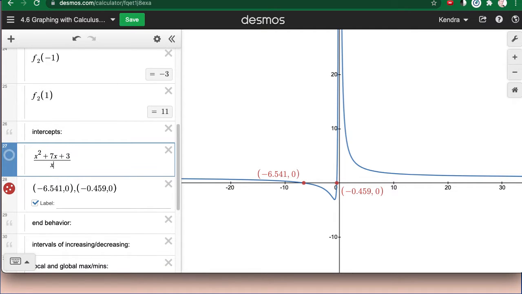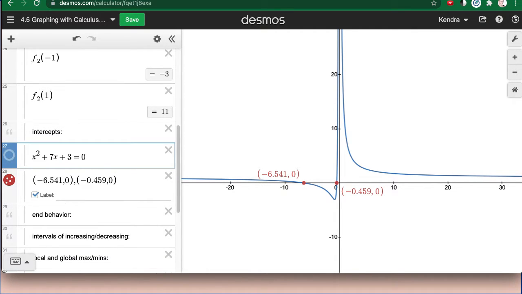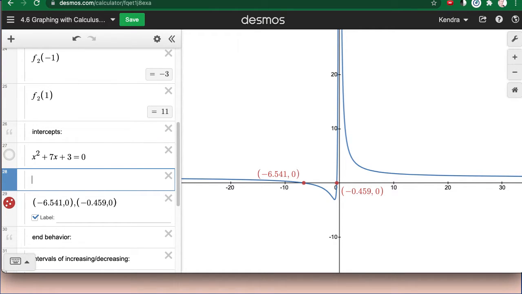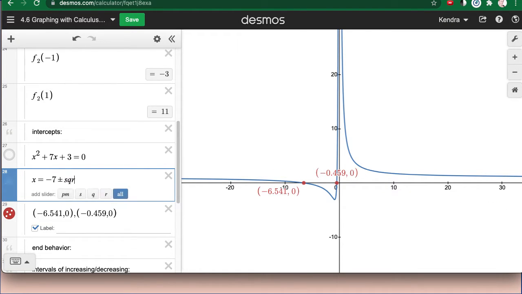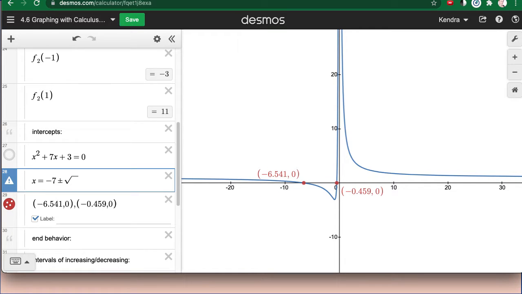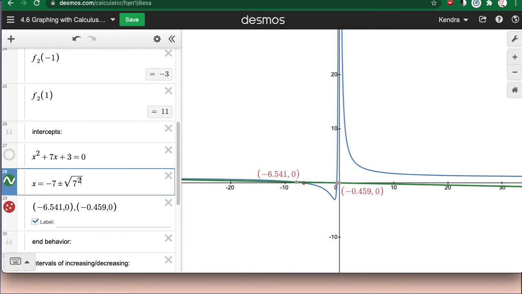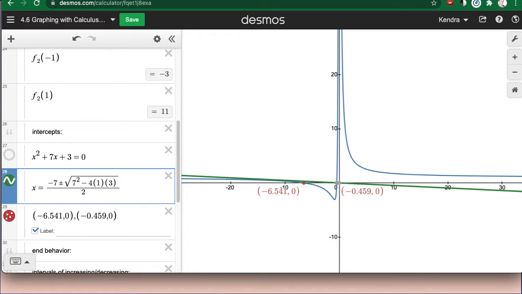So, and I want that. So this is x equals -7 plus or minus the square root of b squared, which is 7 squared, minus 4 times 1 times 3, all over 2a, 2 times 1, okay.